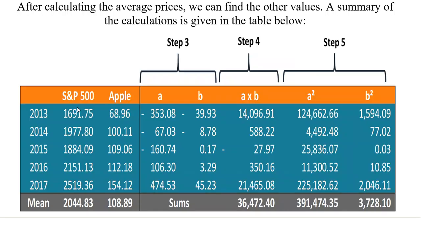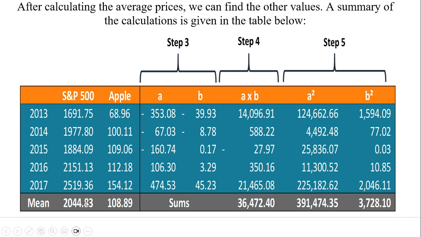Now let's move on. What do we do? After calculating the average price, we can find other values. This is a summary of the calculation given in this table below. Now look at this table below. In this place we have the S&P 500. You can see here I represent it as X, but that's not an issue. I was saying X and Y. This is X, this is Y. But let's go somewhere now. You see, this is the value we got. You could remember where we have what?